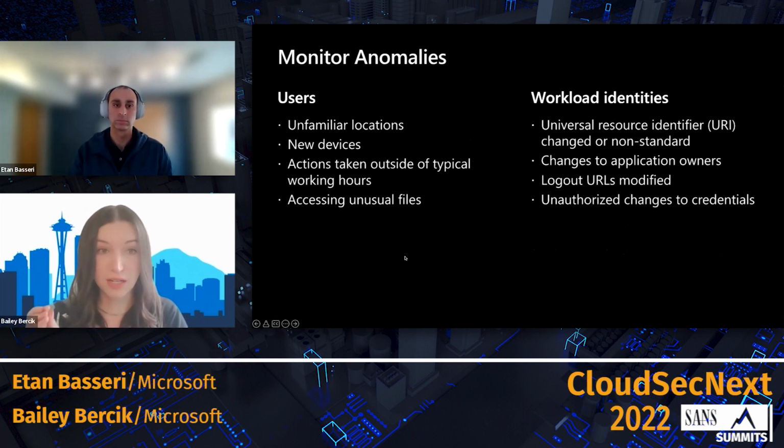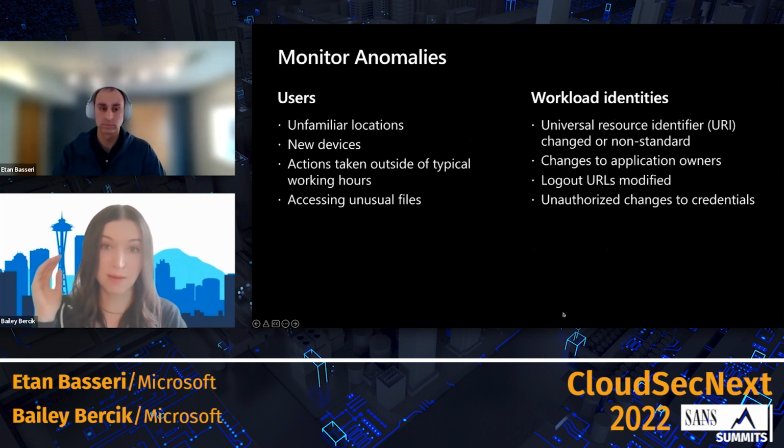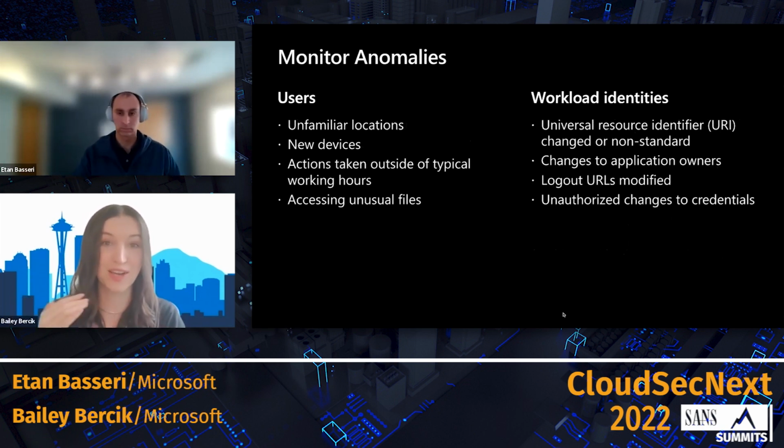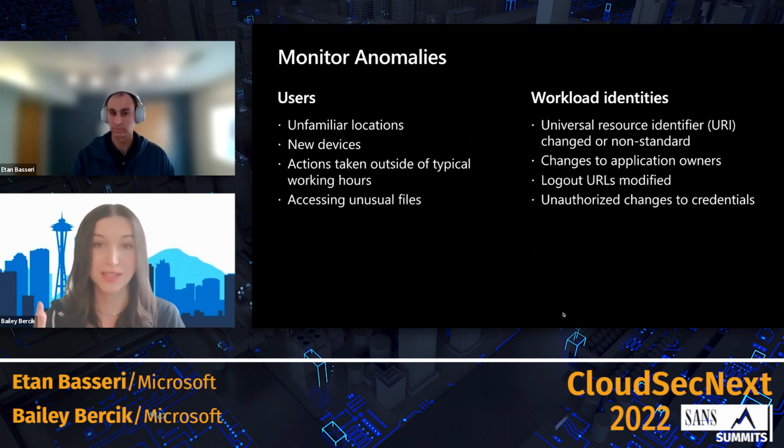Now on monitoring anomalies, earlier we talked about setting a baseline, because if you don't have a baseline, there's no way for you to monitor if something is irregular or abnormal, because you have nothing to compare it to. So be sure that you have a baseline in place first. On the user side, we're familiar with monitoring for unfamiliar locations. If I log in from London tomorrow, that's not very typical for me logging in from Seattle, Washington every day of the week, from the same device I always use, at the same time I always do. That's very typical for me as a user.